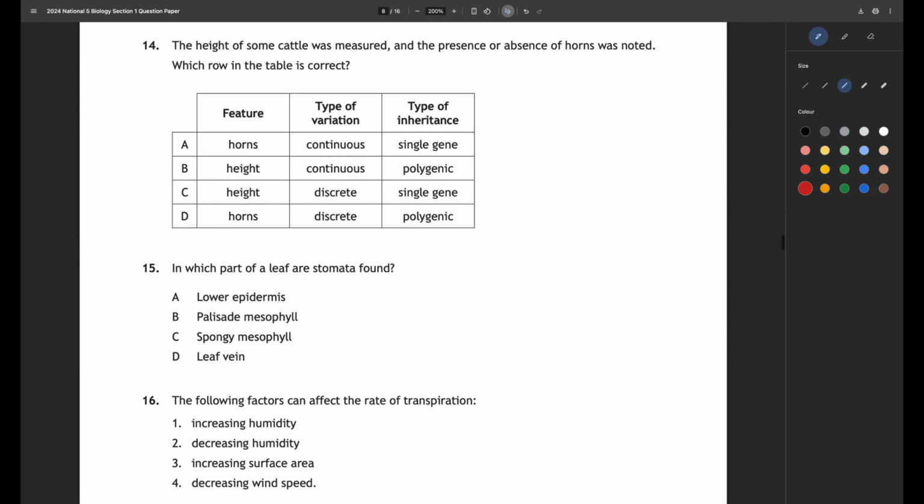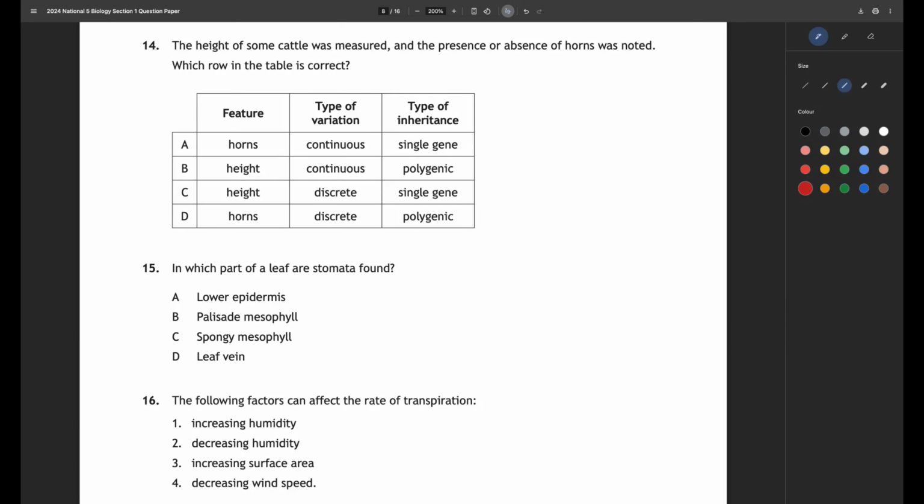For 14, the height of some cattle was measured and the presence or absence of horns was noted. Which row in the table is correct? Okay, so they've measured the height and the presence or absence of horns. So let's look at the feature, and then let's look at the type of variation, and then let's look at the type of inheritance and find the one that's going to be correct for this question. So A, horns is the feature. It says the type of variation is continuous. Now, it says in the stem of the question, the presence or absence of horns. To me, that says it's discrete. There's only two choices there, and not continuous. Okay, so A is going to be wrong from that point of view.